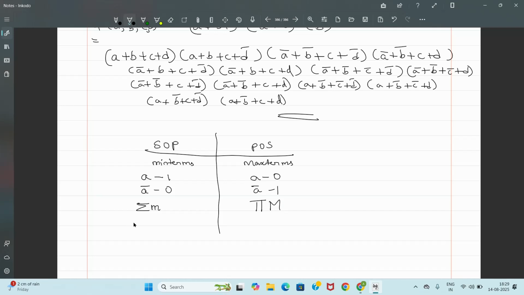And the rule for adding the missing term: here it is multiply with variable and its complement. Here it is add variable and its complement. So this is how we include the missing term. This is the comparison between SOP and POS. Please remember this. You'll be able to convert any given Boolean function into its standard form.